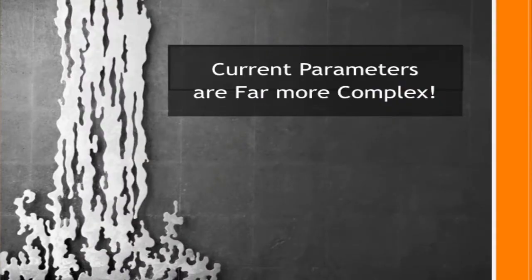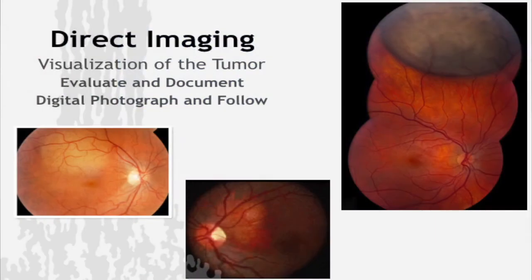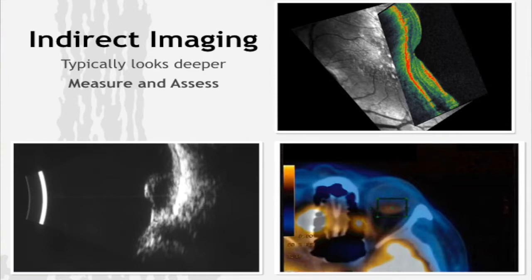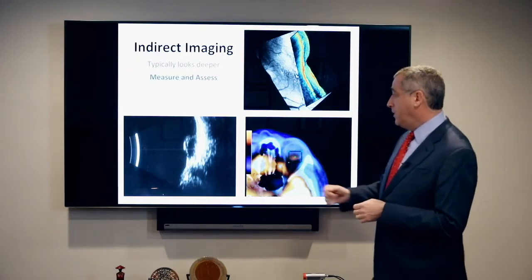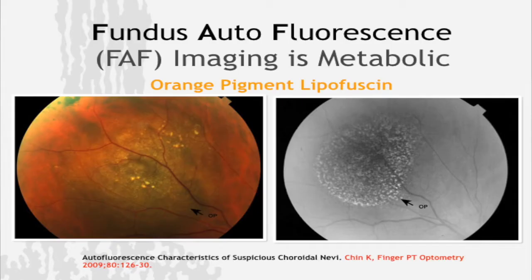Current parameters and our methods, thankfully, are far more complex. We have more direct imaging. We have digital imaging with instant photographs. We can look at tumors today and compare them to 3 months ago instantly when the patient walks through the door and has a photograph. We have some indirect imaging like OCT imaging to look inside the retina or under the retina. We have better ultrasound machines, and we have things like physiologic imaging like PET scans and PET-CT scans. We have other forms of physiologic imaging like fundus autofluorescent imaging.